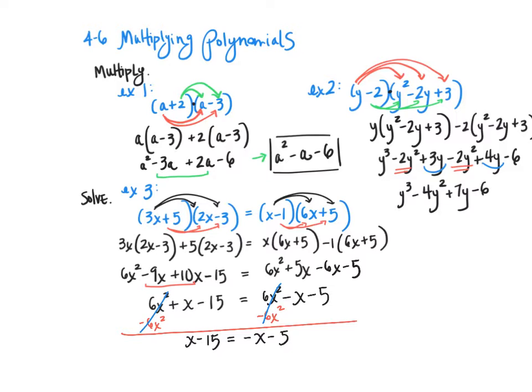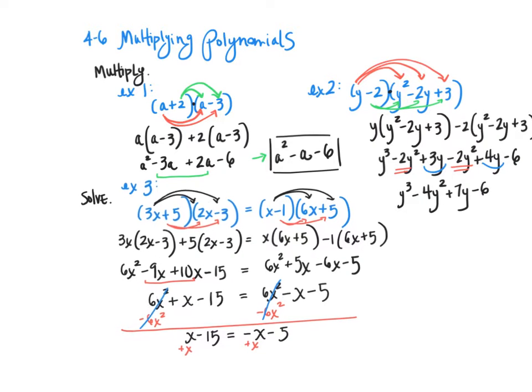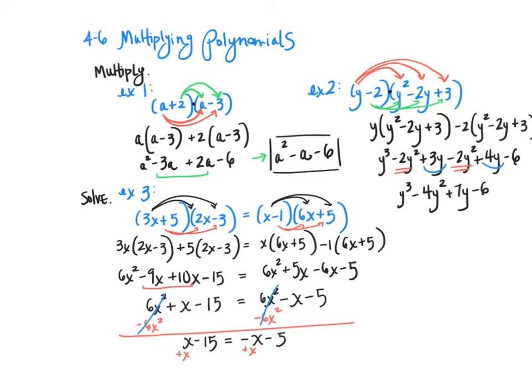Now I want to get all my x's together, so I'm going to add x to both sides. So that's going to give me 2x minus 15 equals a negative 5. Then I can add 15 because it's just a two-step equation. 2x equals 10, and so x equals 5.